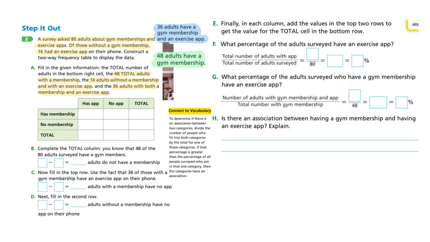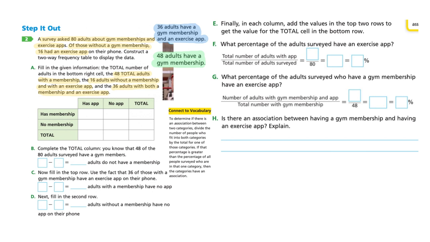And then H, is there an association between having a gym membership and having an exercise app? Explain. So here's the vocabulary box for association. It says, to determine if there is an association between two categories, divide the number of people who fit into both categories by the total for one of those categories. If that percentage is greater than the percentage of all people surveyed who are in that category, then the categories have an association. So we'll look at that together. So pause here, try to work on this on your own, and then we'll look at it together.